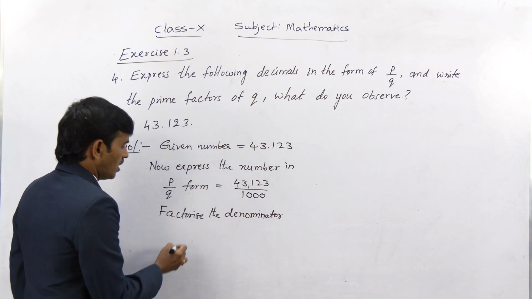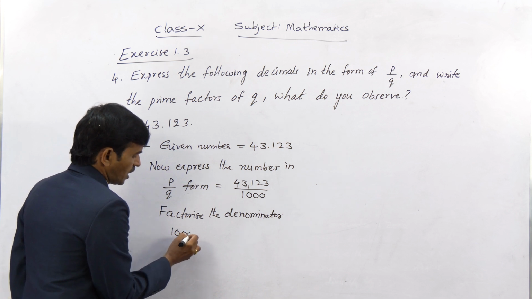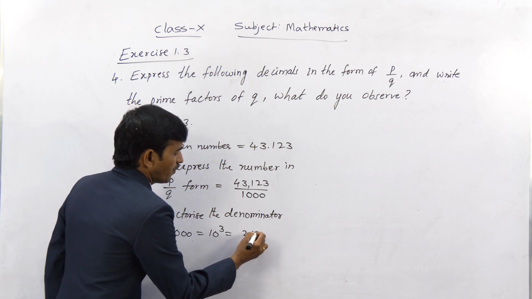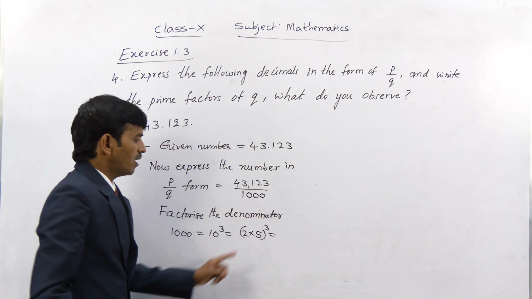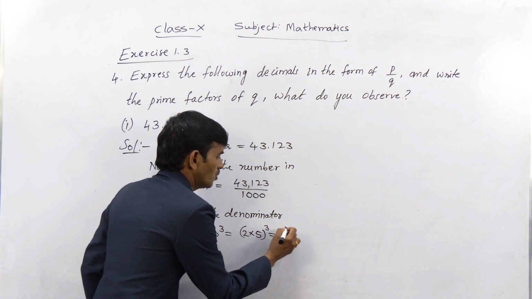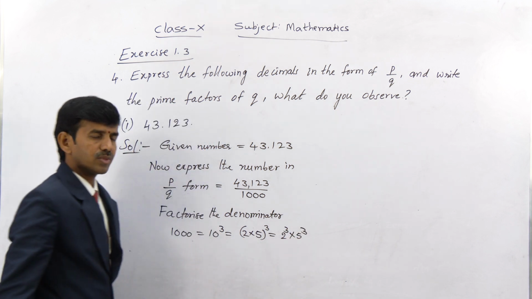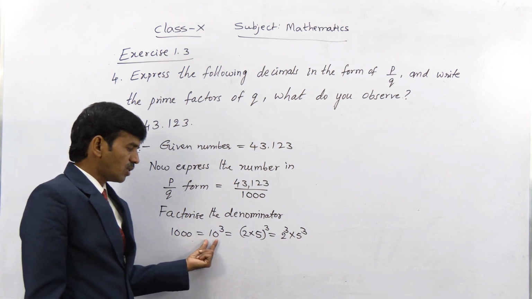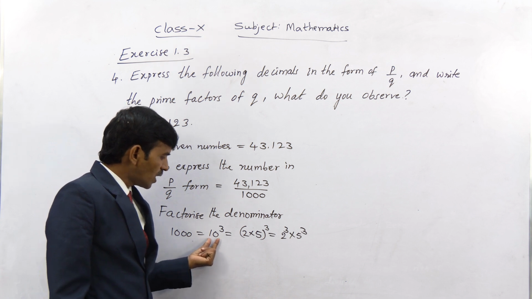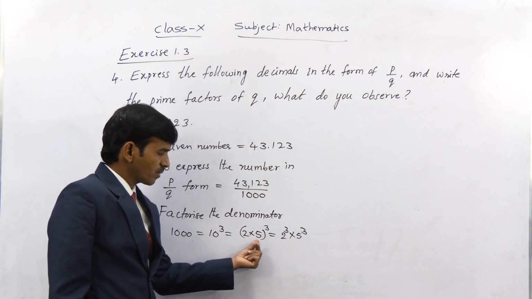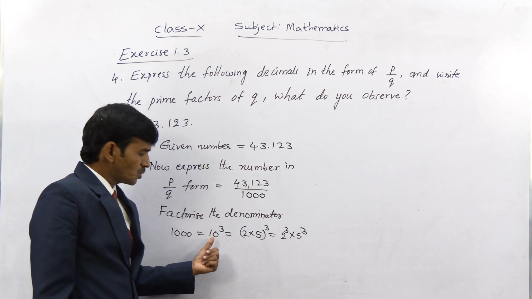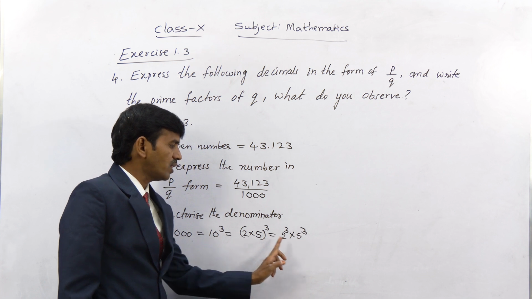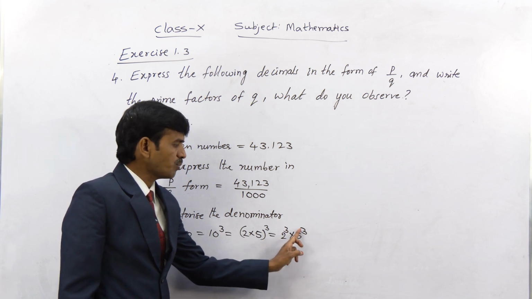When you factorize the denominator, 1000 can be written as 10 cube. What are the factors of 10? 2 into 5. So 10 can be written as the product of 2 and 5, so this power can be split to bases 2 and 5. Then it becomes 2 power 3 into 5 power 3.